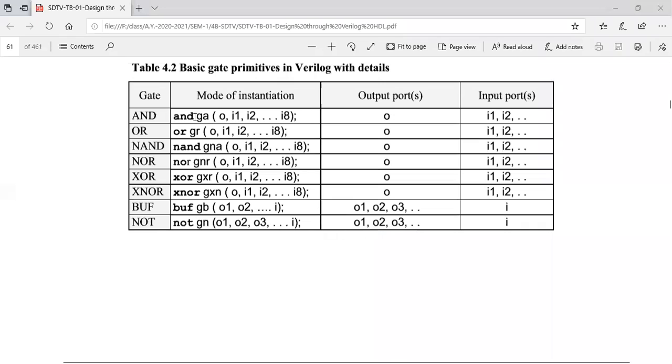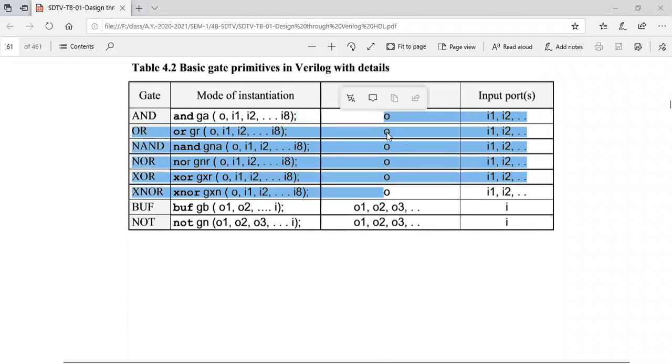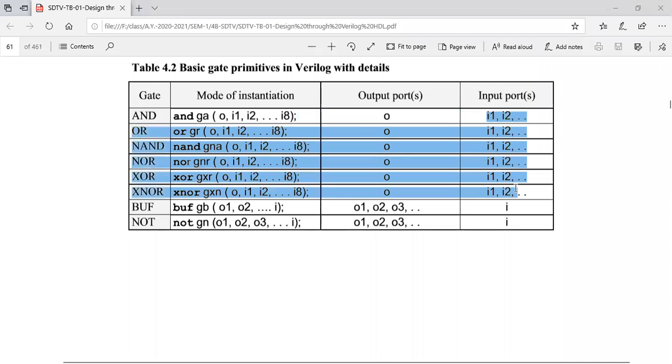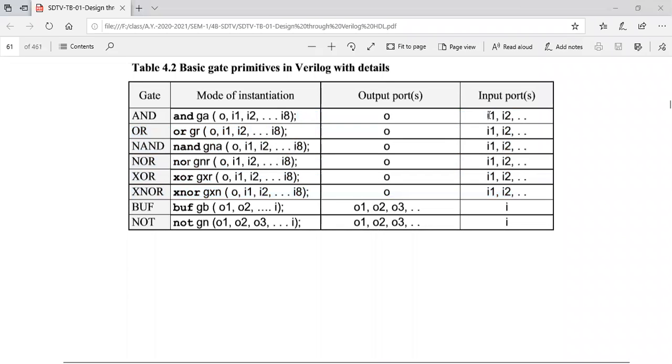But for the rest, AND, OR, NAND, NOR, XOR, XNOR, except buffer and NOT, all will have only one output, and we can have many inputs. The number of inputs depends on the compiler, on how many bit compiler it is.